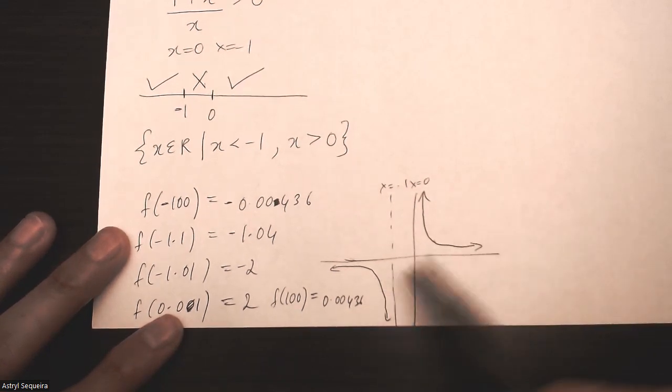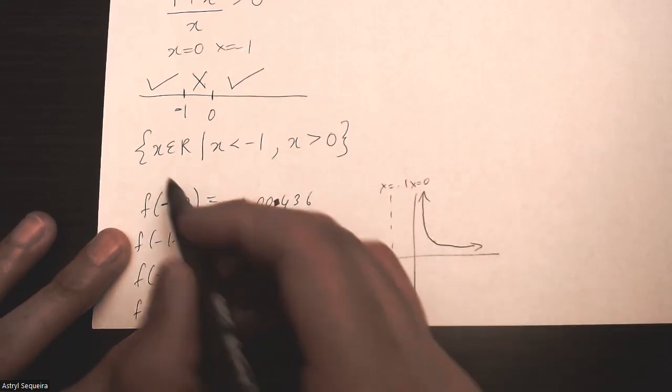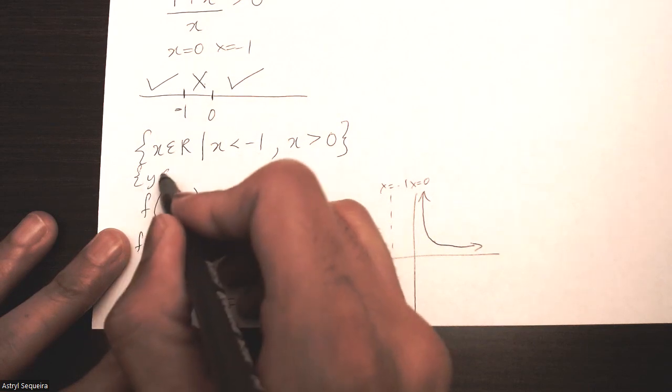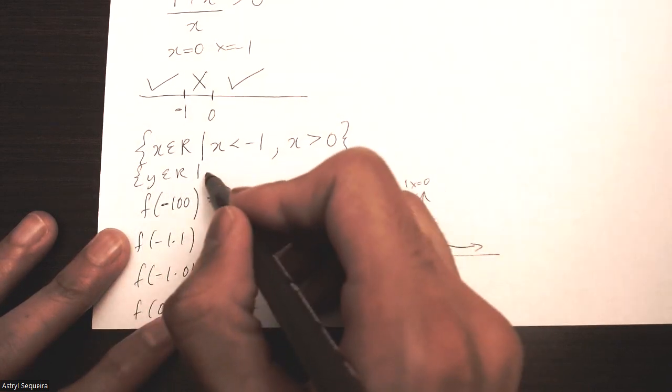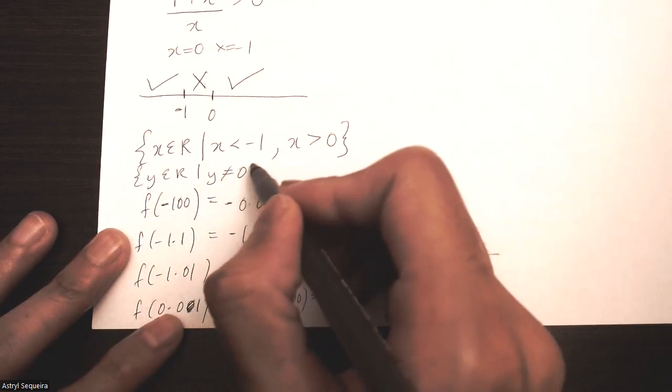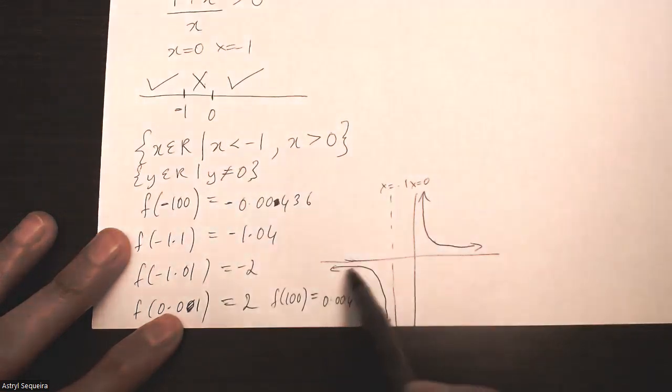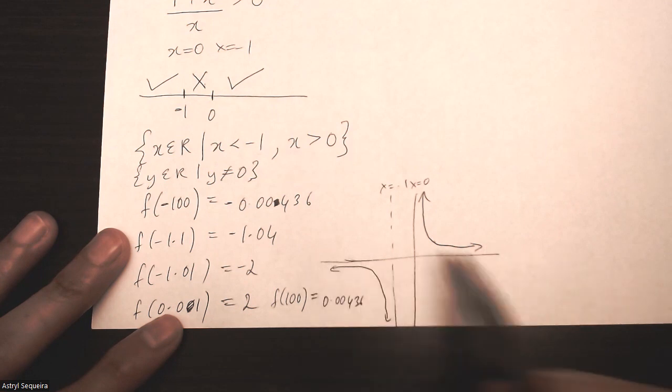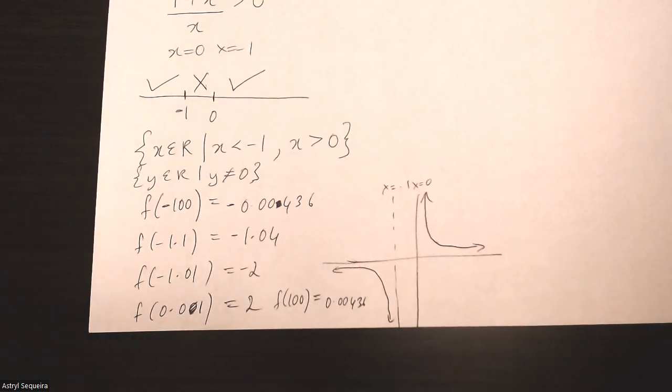So the range of this function, we can tell from this graph over here, is that y is an element of all real numbers such that y cannot equal 0, because y basically takes every positive and every negative value. The only value it doesn't take is 0.